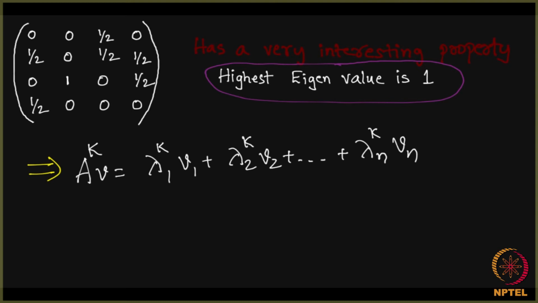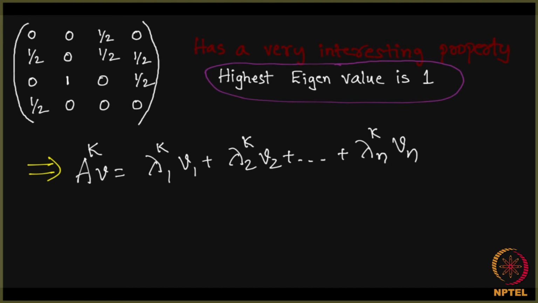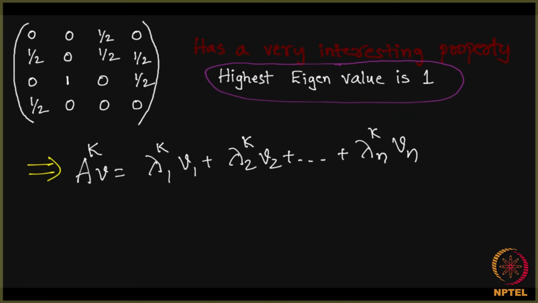Do you see what happens here? Let's go slowly. A to the k of v is simply this, where v1, v2, vn are all eigenvectors, and lambda 1, etc. are all the corresponding eigenvalues. Good. So we can always write A's action on v with this. So we have seen this before. I am repeating it.